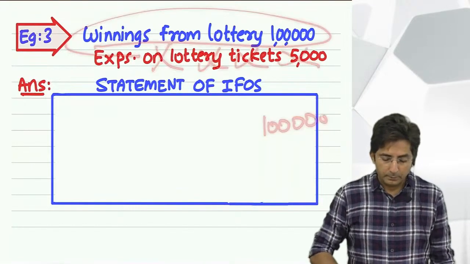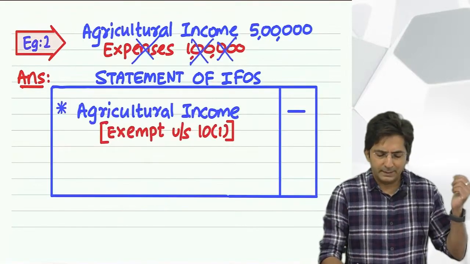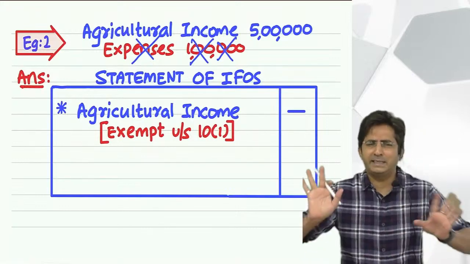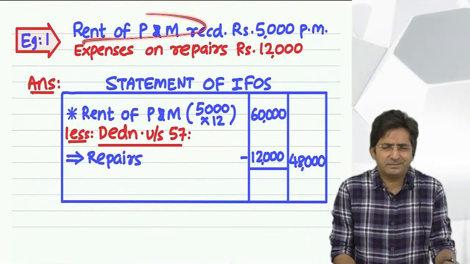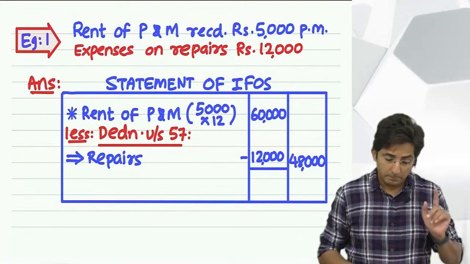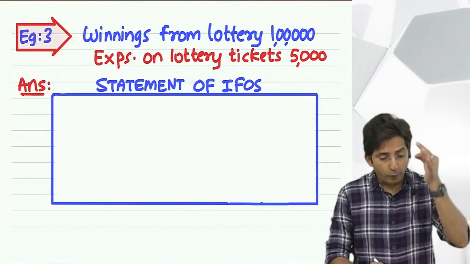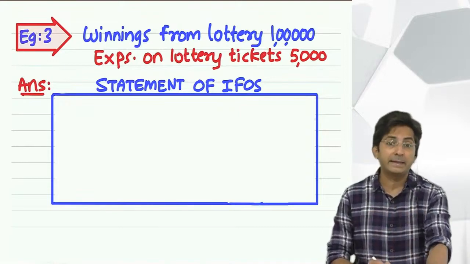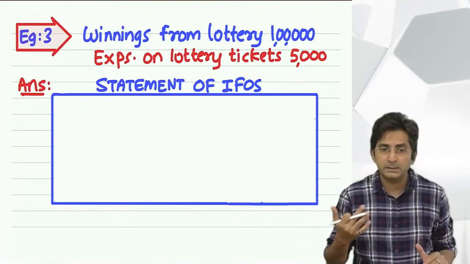Okay. But see, this point was specifically for winnings. In the previous point, what did I say? It's not about agriculture. Whenever any exempt income, ignore the expense. In the first example also, what did I say? It's not about rent. Whenever any taxable income, deduct the expense. But example 3 is dedicated to winnings only. For winnings, whether it is winnings from lottery, horse race or any type of winning, gambling, etc., if you get some winnings nature income, then the connected expenses are ignored.